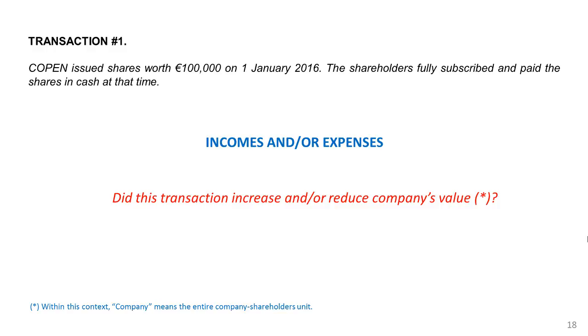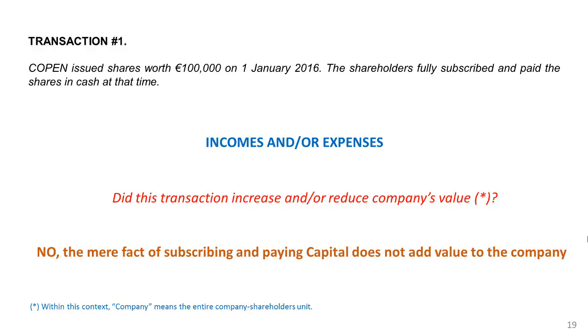We should report an income if the value of Copen increases as a result of the subscription of the initial capital. In other words, we should report an income if the company's wealth grows due to this transaction. On the other hand, we should report an expense if the value of Copen reduces as a consequence of this transaction. That's to say, if the company's wealth decreases due to this transaction. It's important to point out that within this context, company means the entire company shareholders unit. Well, we can state that this transaction does not imply incomes or expenses.